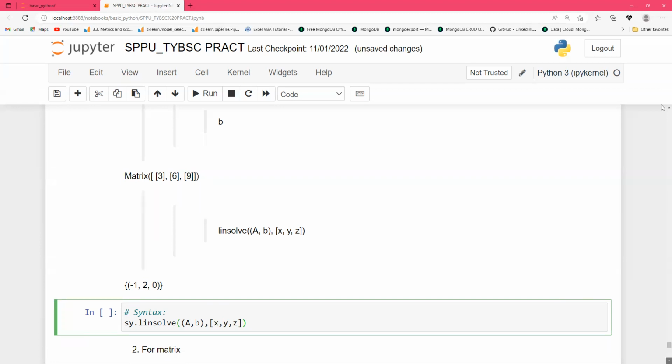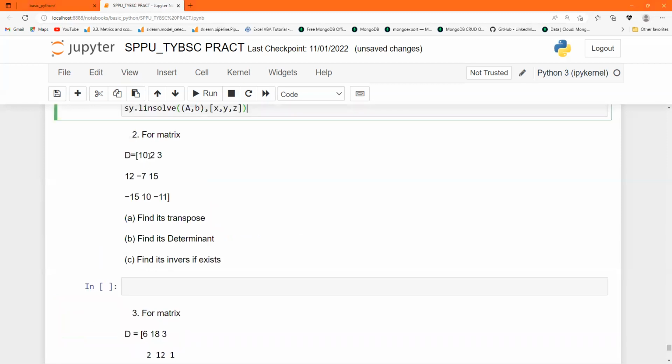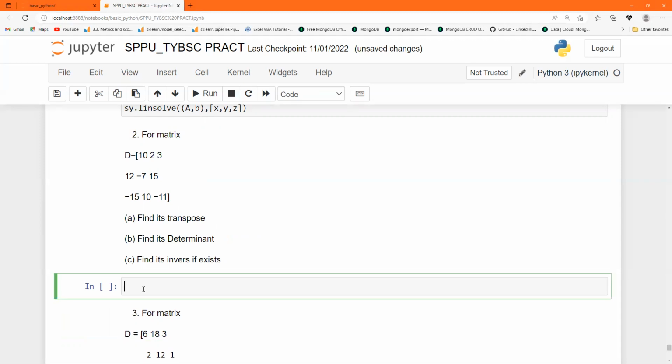So this is our second question. For matrix D, I have taken here 10, 2, and 3 as separate elements. First row 10, 2, 3, and then 12, minus 7, 15, and 15, 10, minus 11. Then we have to find the transpose of this matrix D, then the determinant and inverse, if it exists. So firstly I'm going to import the library, guys. Import sympy as sy.